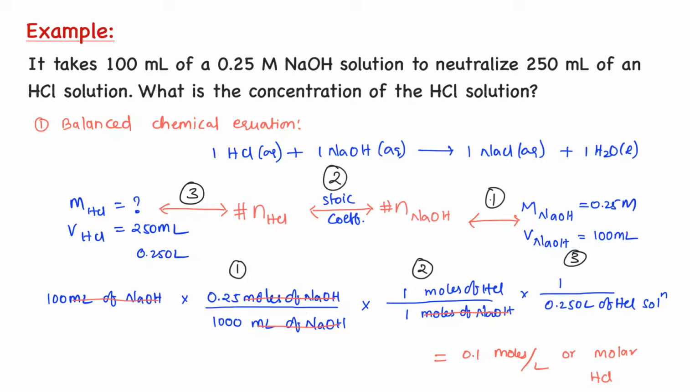In the problem, it is given that 100 milliliter of 0.25 molar sodium hydroxide solution is required to neutralize 250 milliliters of HCl. Now, how do we determine these numbers in the lab? We use an analytical technique called titrations to determine these values, and therefore the concentration of hydrochloric acid, which was not known before doing the experiment. We will discuss more about titrations in the next slide.